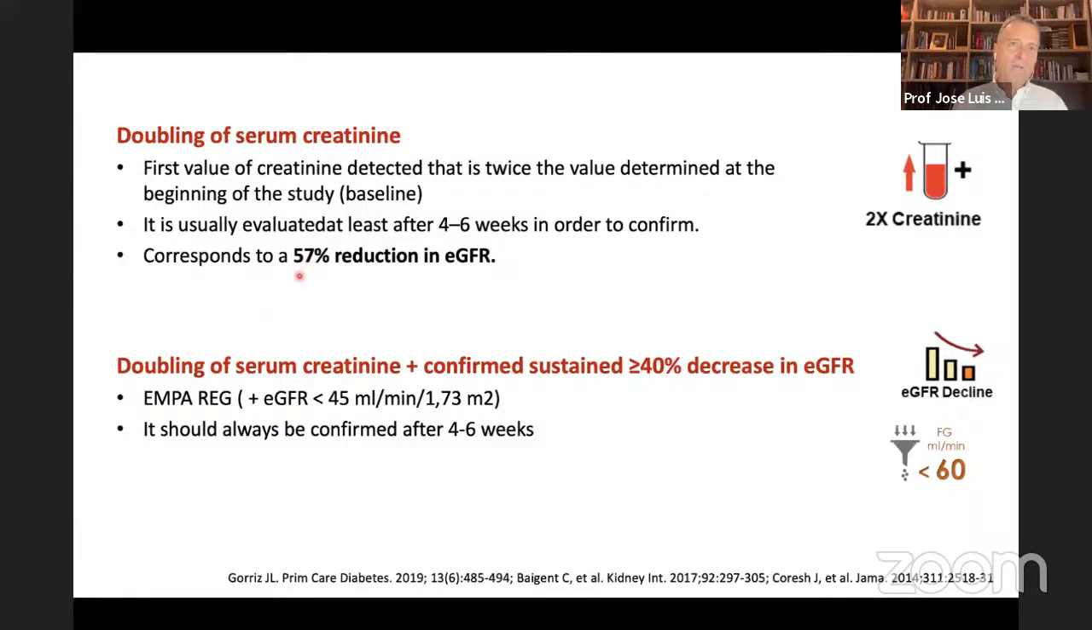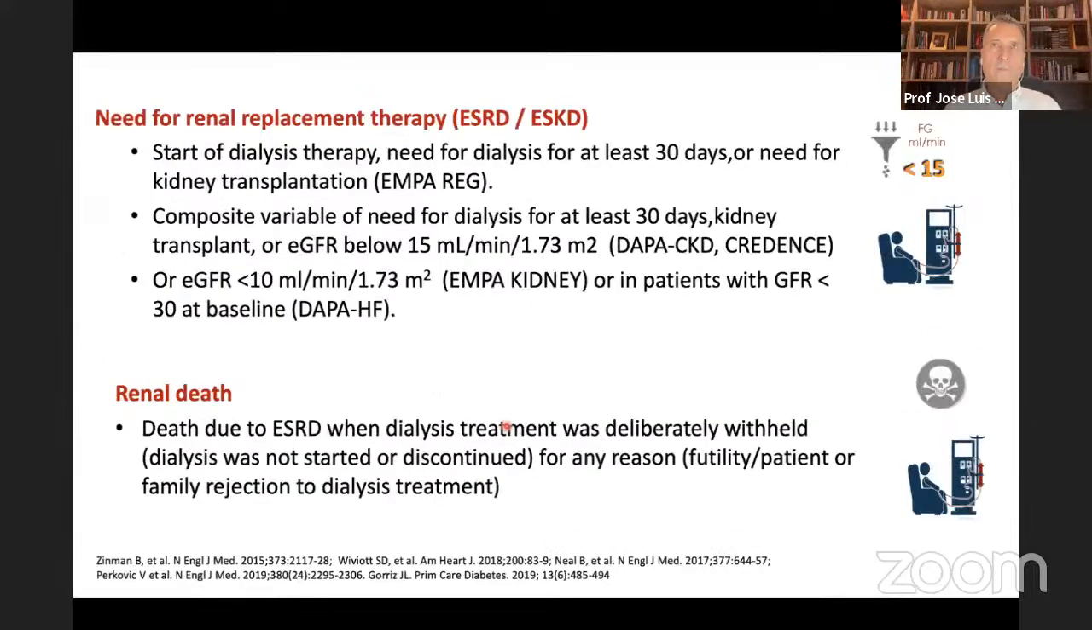This corresponds to a 57% reduction in GFR, but this is a hard endpoint. We need a lot of time to detect a 57% reduction in GFR. So that's why we use doubling serum creatinine or a confirmed sustained 40% decrease in GFR. This is the endpoint in EMPA-REG. Always you should confirm it.